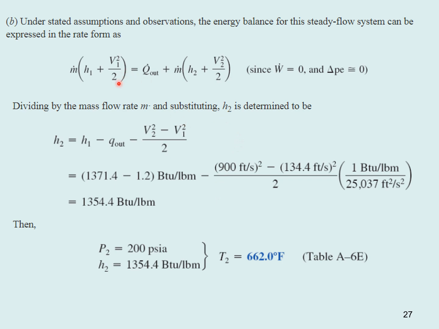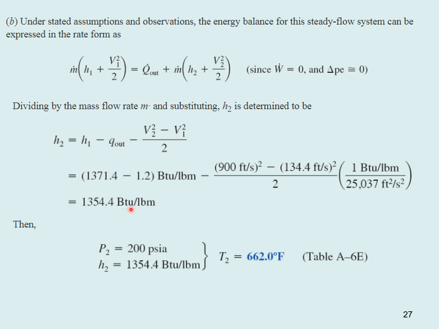So under the stated assumptions, we conserve energy. We have the energy at the inlet equals the energy at the outlet. And here we do have a Q dot out term that we're told. Since m dot is the same, we can just divide through by it, so it goes away here and it goes away there. Q dot out divided by m dot is small q out.